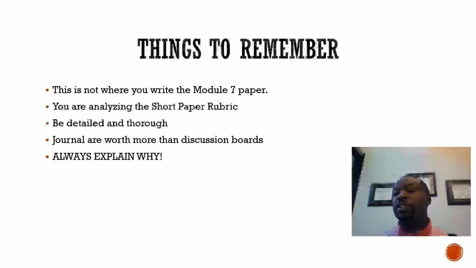The only place you're not explaining is when you list the critical elements. When you list all four of those elements, all you're saying is the critical elements of the short paper rubric are, boom. Now, when it comes to which element will be the easiest for you to write about, that's where you're going to explain why. Which element will be the most difficult for you to write about, that's when you explain why as well.